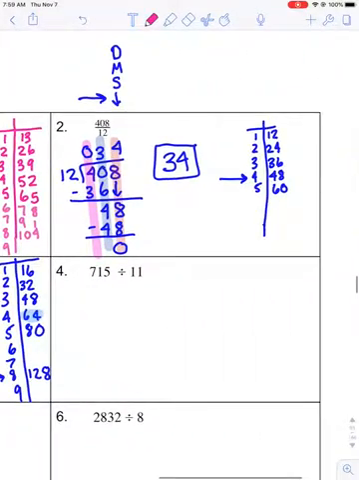Try problem 4. Pause the video. Come back when you're ready to see the answer. All right, hopefully you're ready to see the answer for problem 4.